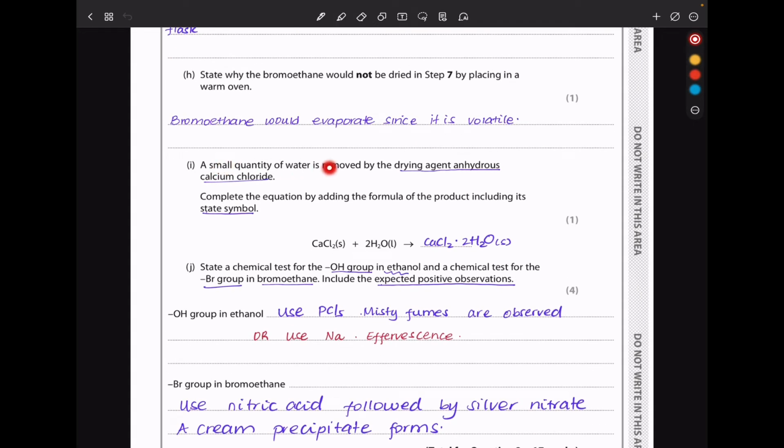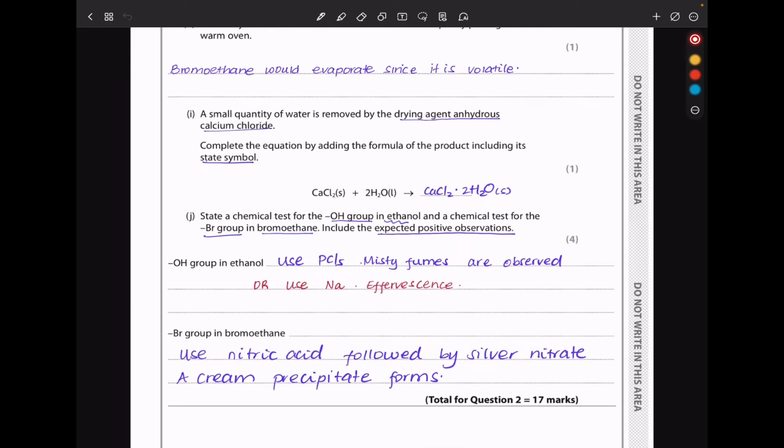And next they say a small quantity of water is removed by the drying agent anhydrous calcium chloride. Complete the equation by adding the formula of the product including its state symbol. When calcium chloride removes the water, it becomes hydrated. It has to be hydrated calcium chloride, which is a solid, and written like that.